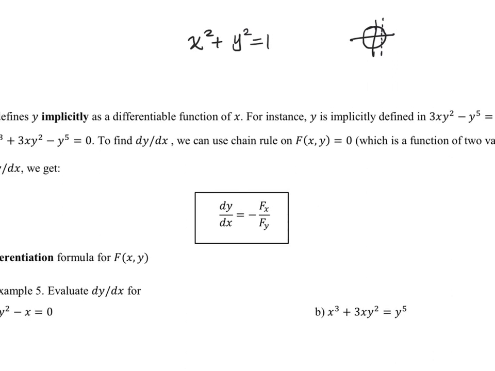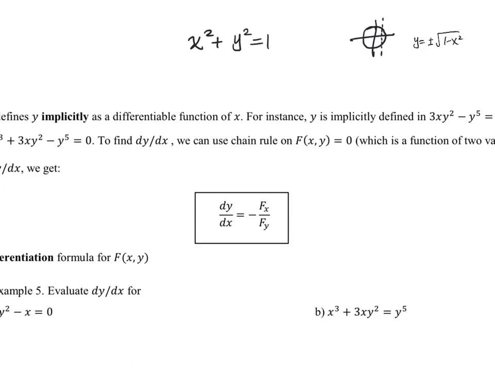Method number one is you solve for y and then find the derivative with respect to x. Which means y equals plus or minus the square root of 1 minus x squared, and you find the derivative based on this one, but obviously we have to do it twice because there's a plus or minus. Another method was the implicit differentiation that we introduced back then. So how do you find that?